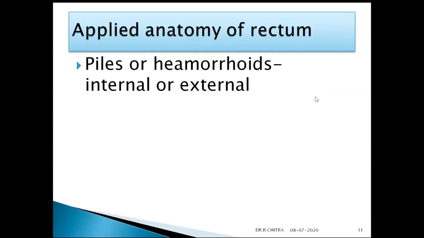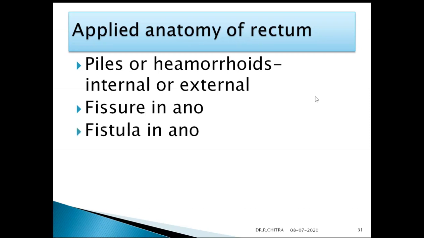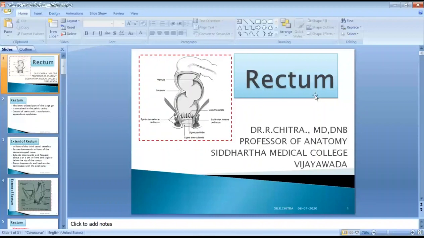Piles or hemorrhoids may be internal or external according to the veins affected. Fissure in ano is a tear in the mucous membrane of the rectum or the anal canal. Fistula in ano is the communication of the rectum with the exterior or to the interior. So this completes the rectum class.